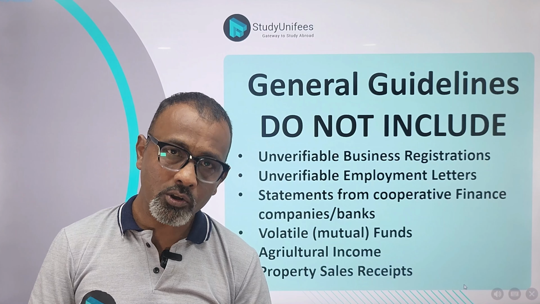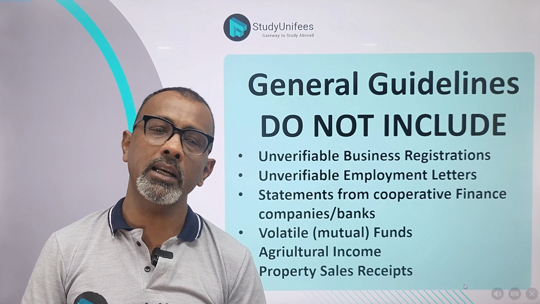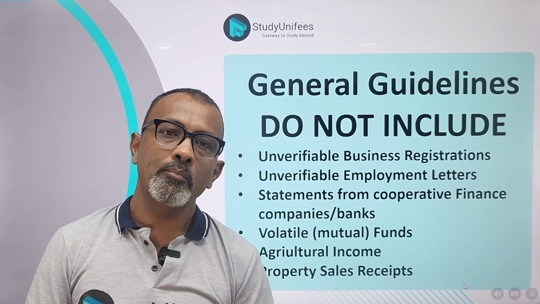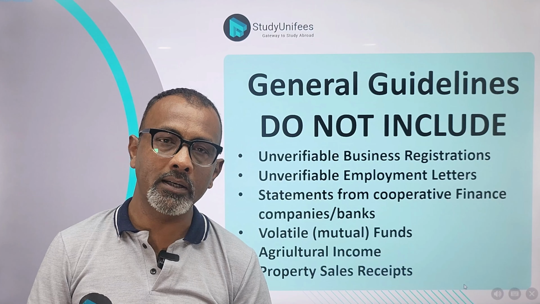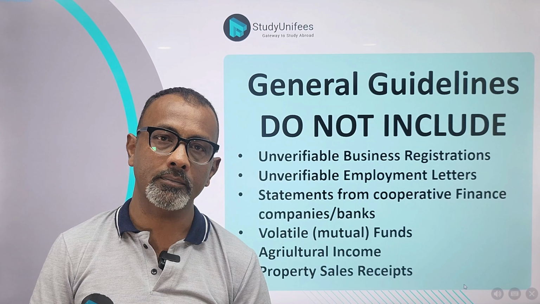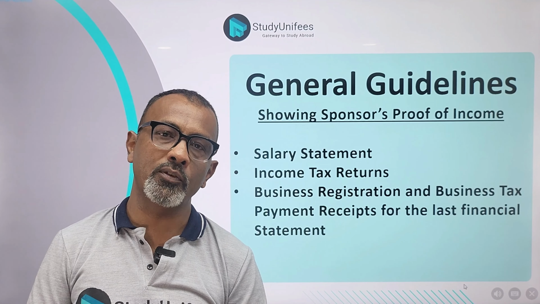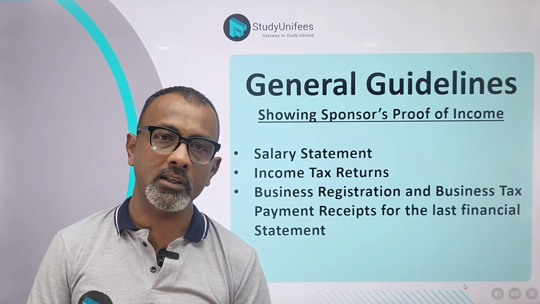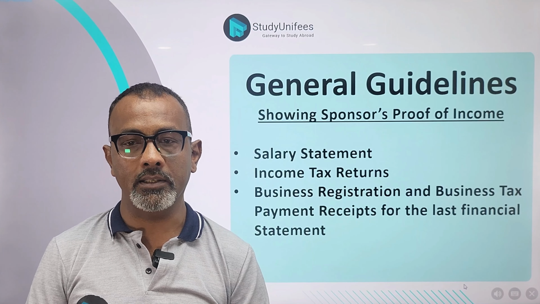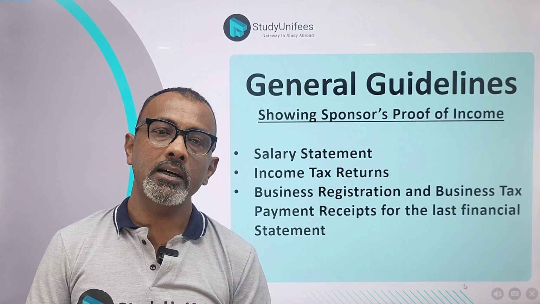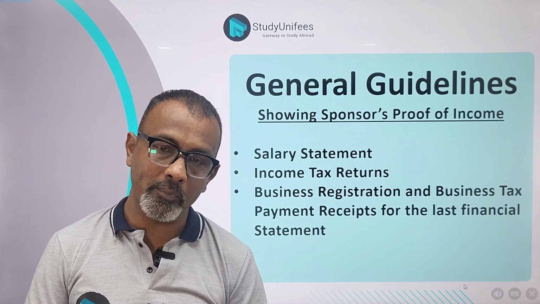Agricultural income is also unverifiable and therefore not given any importance by case officers in embassies worldwide. Finally, property sales receipts are generally treated as unverifiable. It is recommended that you do not include them in your application. Next, let's talk a little bit in detail about how to show your sponsor's proof of income. If your sponsor is employed, show his salary statement along with his income tax returns. If your sponsor is an entrepreneur, make sure to include the business registration, the business tax payment receipts for the last financial year.